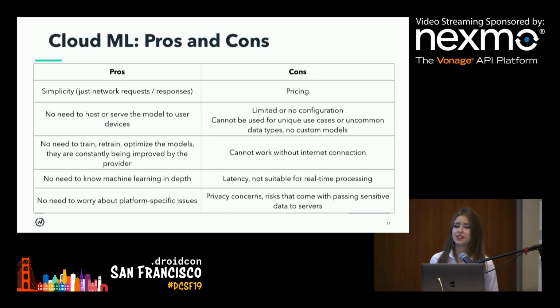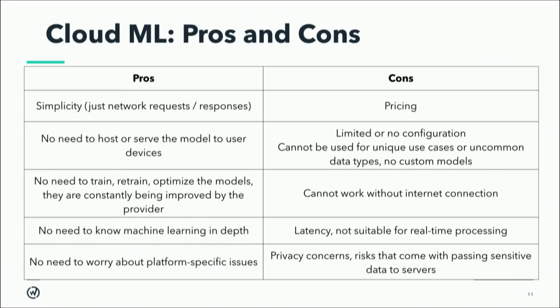What are the pros and cons of cloud machine learning? Well, probably the most obvious pro is simplicity. You don't really need to know hardly anything in detail about the internal architecture of the model. You just need to be able to make network requests and handle responses, which is a really common task for us as developers. And you don't need to worry about training, retraining, optimizing the models, or fixing bugs in the model. And you don't need to worry about platform-specific issues either.